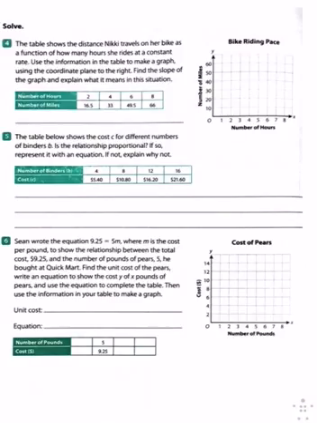Number 4. The table shows the distance Nikki travels on her bike as a function of how many hours she rides at a constant rate. Use the information in the table to make a graph using the coordinate plane to the right. Find the slope of the graph and explain what it means in this situation. So I'm going to plot 2 and 16.5, 4 and 33, 6 and 49.5, and 8 and 66. Like I said, it's not going to be perfect. However, it should make a proportional linear function.